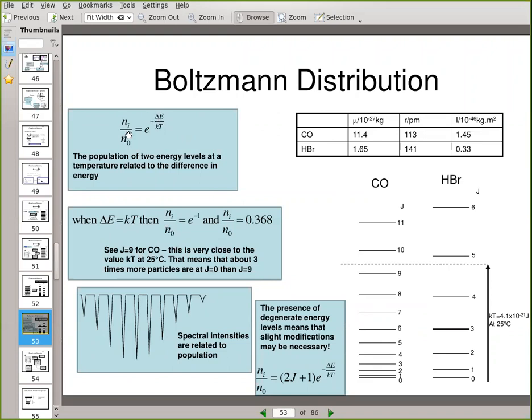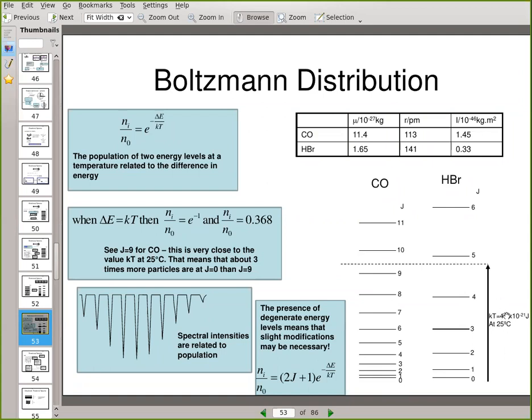a delta E into this Boltzmann expression. That's easy to work with. And a delta E that I'm going to work with is this value here. That's up to here, here's naught. And the delta E I'm going to work with here is kT, which is 4 times 10 to the minus 21 joules. 4 times 10 to the minus 21 joules is slightly more than the distance from level 0 to 4 for HBr, and slightly more than the distance from level 0 to level 9 for CO.